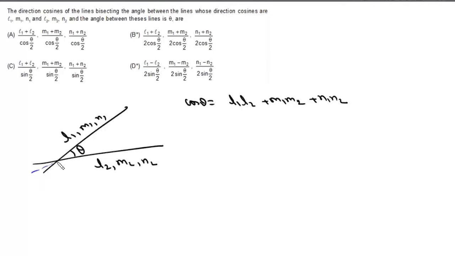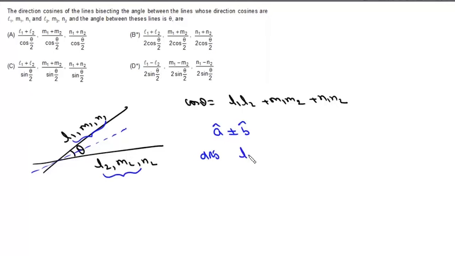angle bisectors. Now we know that angle bisectors are given by a cap plus or minus b cap. So in this case, direction ratios of angle bisectors will be given by, now this is a unit vector and this is also a unit vector.